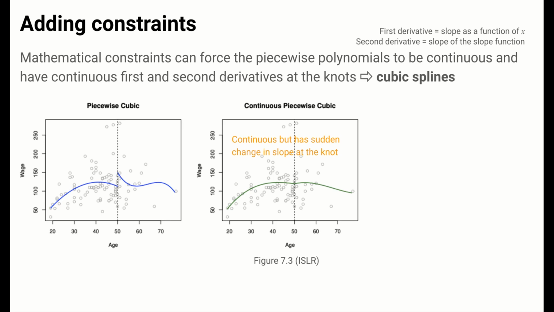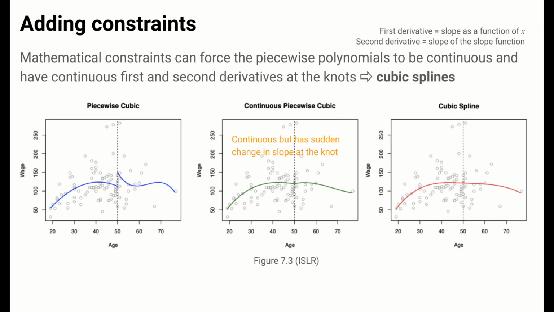It looks better than the first plot because it's continuous at the knot, but it still looks a bit odd in that the slope, the first derivative, changes suddenly. The slope switches immediately from negative on the left to positive on the right. This is why it's desirable to have continuity in the first and second derivatives as well. The last plot on the right shows a function that was constrained to be continuous at the knot and have continuous first and second derivatives. It looks quite smooth and still generally seems to fit the data well. This function is a cubic spline.